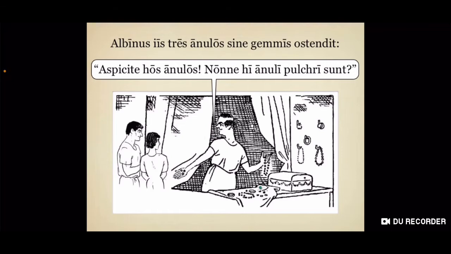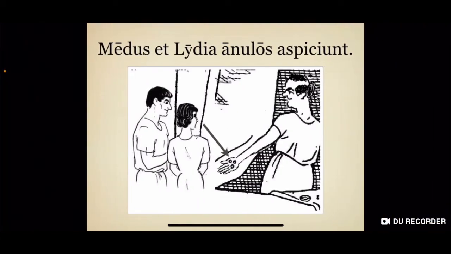Albinus tres anellos sine gemmis ostendit. Albinus shows three rings without gems. Aspicite hos anellos, says Albinus, non hi anuli pulchri sunt. Look at these rings. Are these rings not beautiful? Medus et Lydia anulos aspiciunt. Medus and Lydia look at the rings.